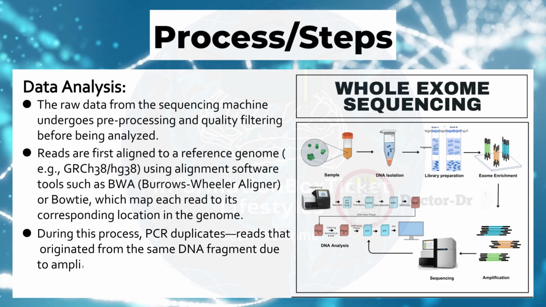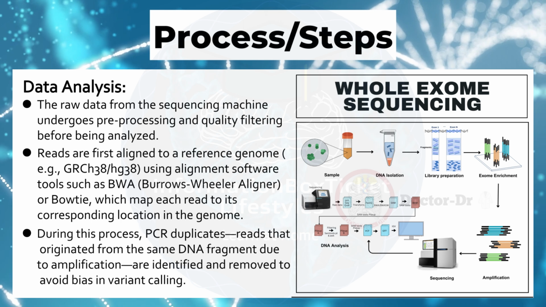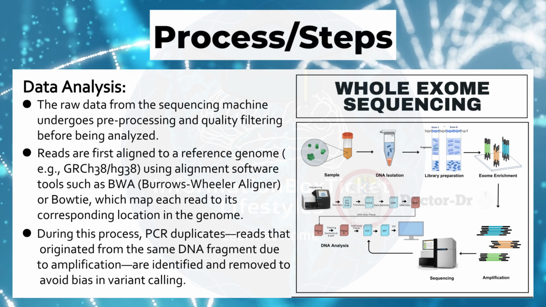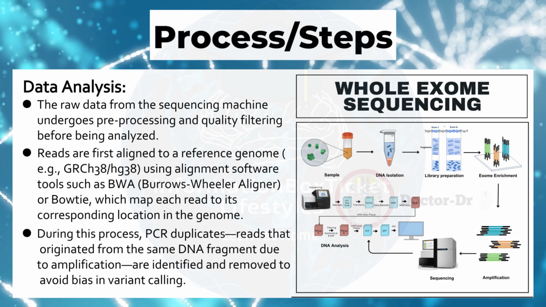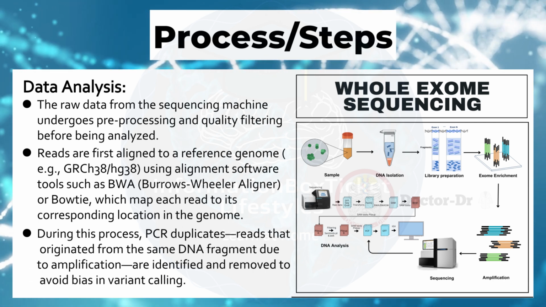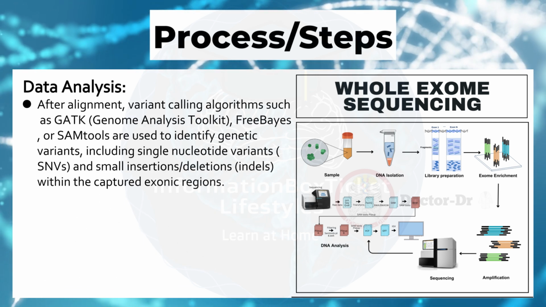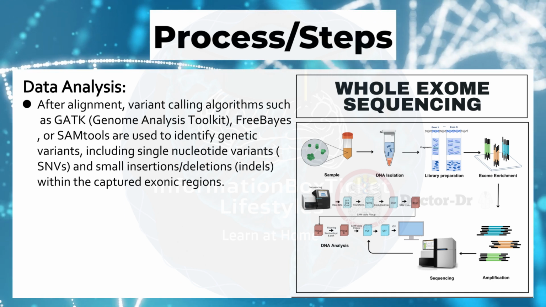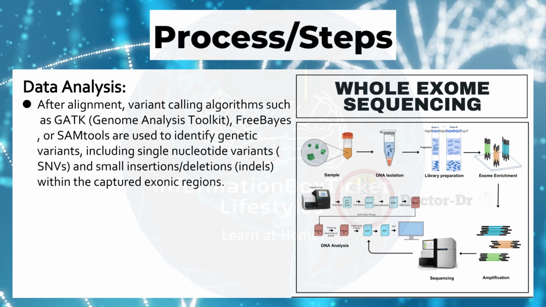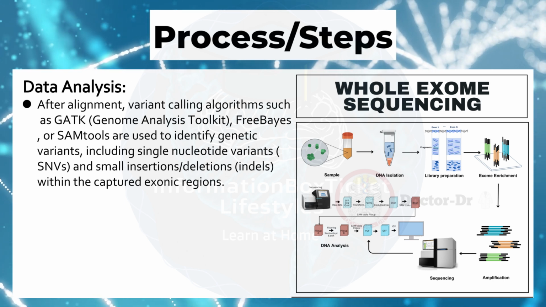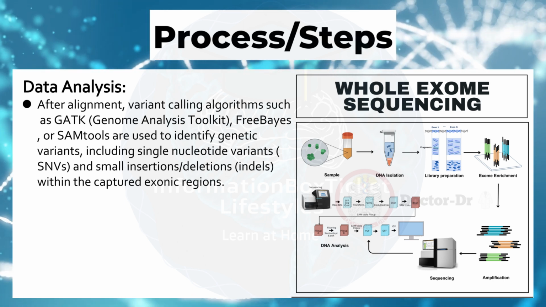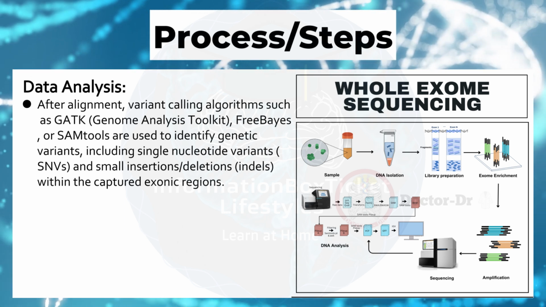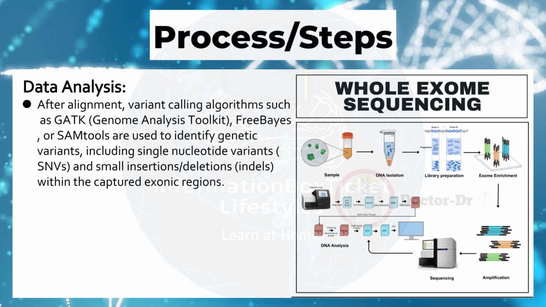the genome. During this process, PCR duplicates, reads that originated from the same DNA fragment due to amplification, are identified and removed to avoid bias in variant calling. After alignment, variant calling algorithms such as Genome Analysis Toolkit, FreeBayes, or SAMtools are used to identify genetic variants, including single nucleotide variants and small insertions and deletions, indels, within the captured exonic regions.